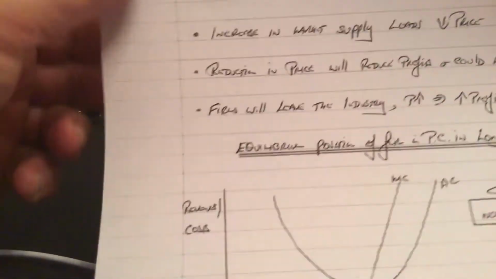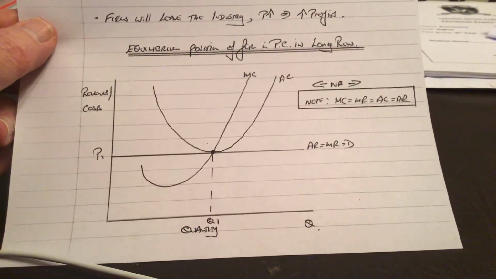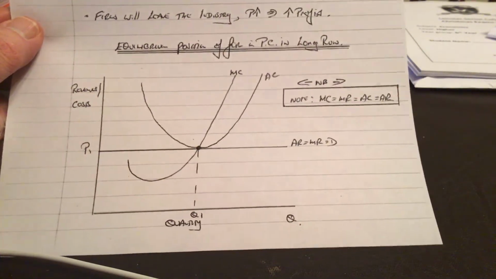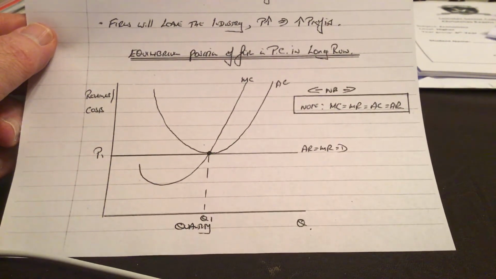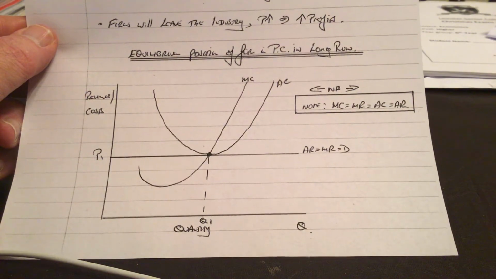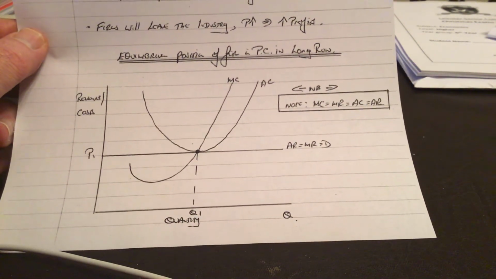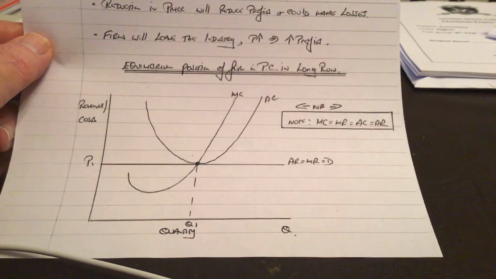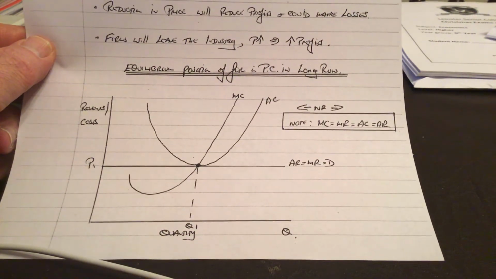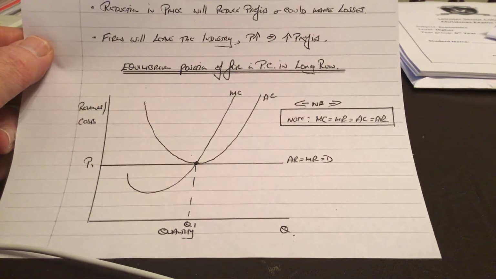Now, here's the next question. Outline the equilibrium position of a firm in perfect competition in the long run. Now, look at the diagram there. Basically what's happened is the price has fallen from the short run. Note that at the point of equilibrium, MC is equal to MR, is equal to AC, is equal to AR. And that's the only time that ever happens.